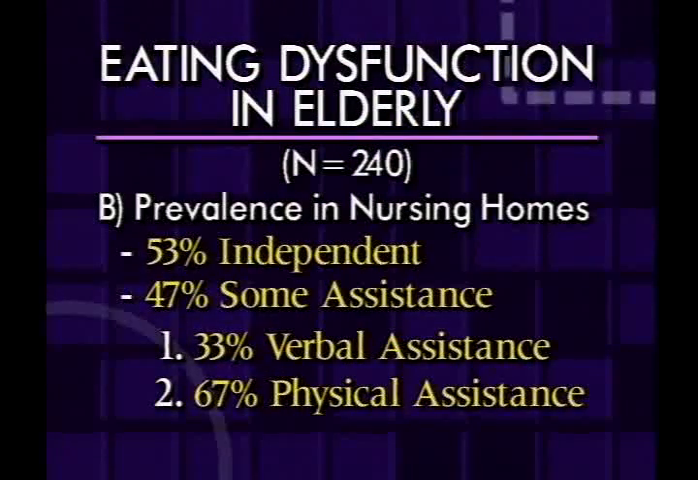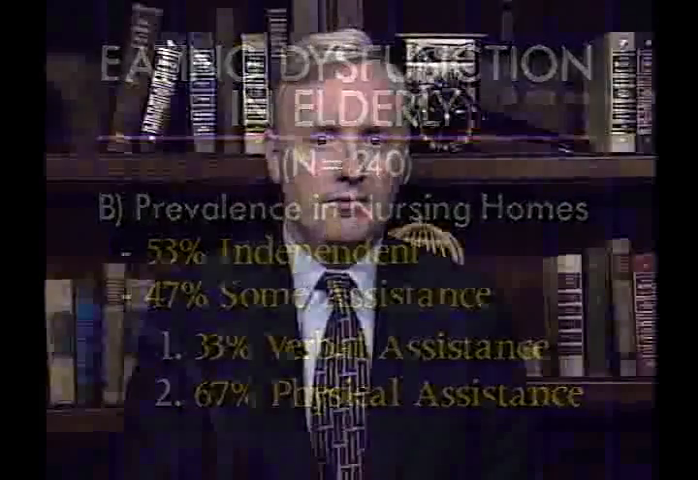It's important to remember that eating dysfunction is common in the elderly. In this particular study looking at nursing homes, 53% of the patients were able to eat independently, but almost half, 47%, required some assistance. 1/3 of those individuals requiring assistance could get by with simply verbal redirection, as opposed to 2/3 who needed direct physical assistance in eating a meal. Thus, if you don't have enough staff in the dining hall to feed the large number of demented patients, some may leave the table hungry.